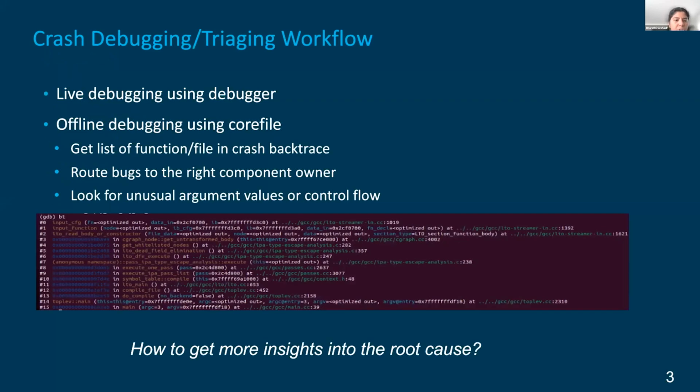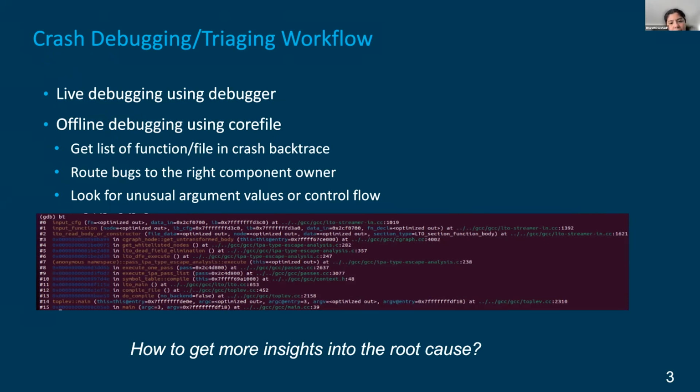Let us look at the motivation. Typically when triaging software crashes, the developer uses live debugging methods using a debugger such as GDB or LLDB, and offline debugging by inspecting the functions in the backtrace, looking for unusual argument values or control flow. And test engineers also use some of this information to route the bug to the appropriate component owner for further triage and quick resolution of the bug.